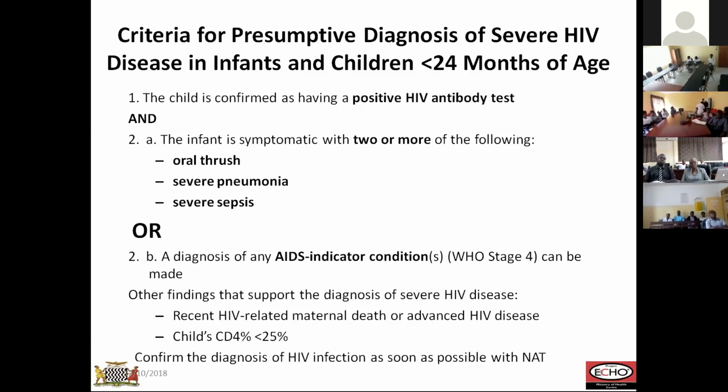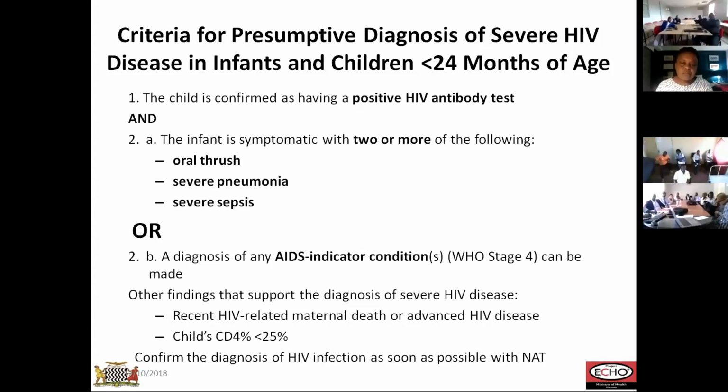So you can make what we call a presumptive diagnosis of severe HIV disease in these infants and decide to start antiretroviral therapy. The main reason we make a presumptive diagnosis of severe HIV disease is so that you start treatment. Otherwise, we shouldn't be doing this. So there are criteria for doing this.